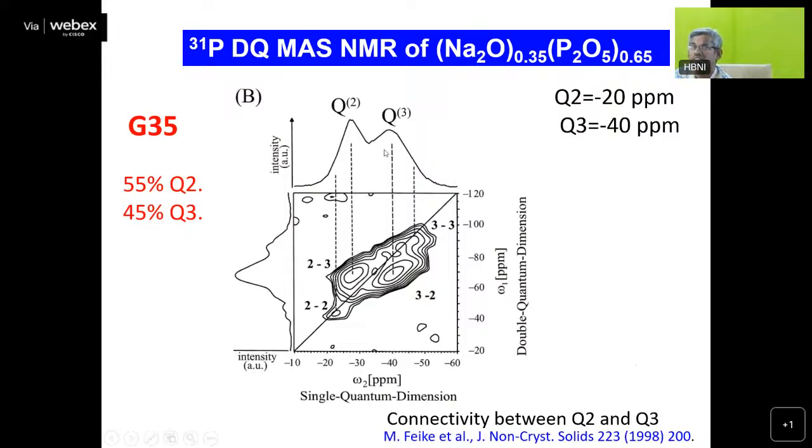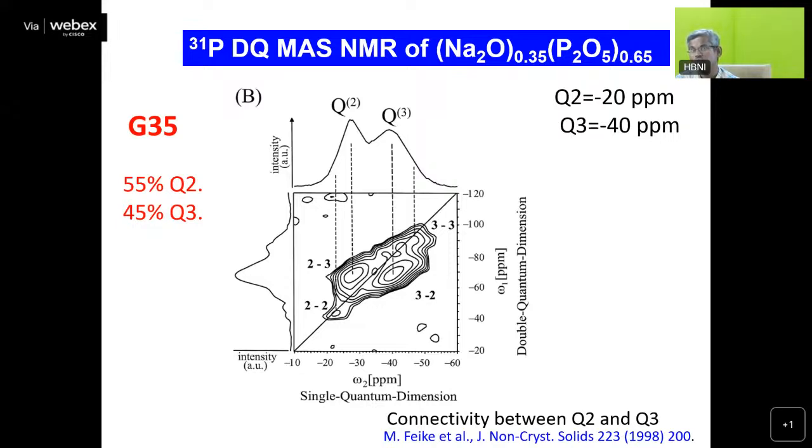Q2 is understood, and you understood what Q3 is. But one thing here: this is the one-dimensional NMR in the single quantum, and this is in the double quantum. You see here the 3,3 correlation. The broad peak is because of 3,3. What does 3,3 mean? Magnetization is getting exchanged from Q3 to Q3 itself. So Q3 and Q3 are dipolar coupled.